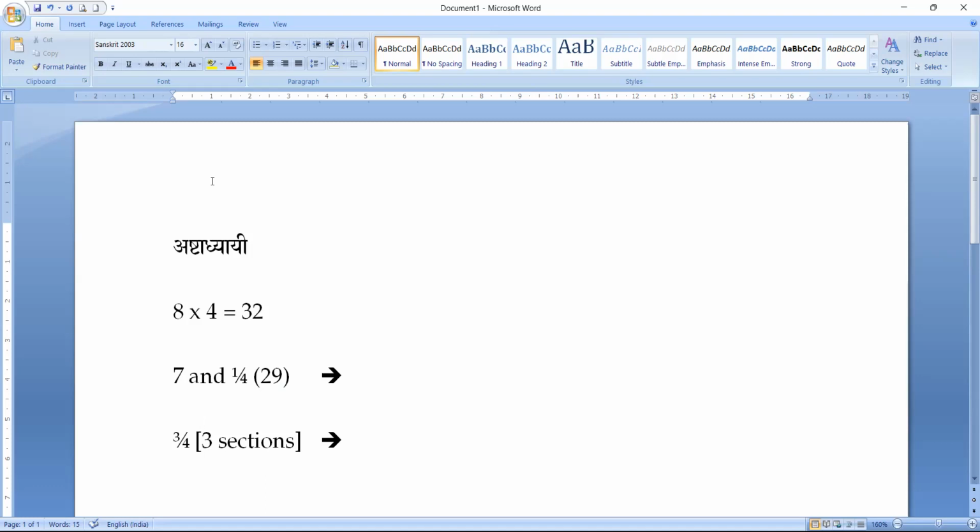Now, 7 and a quarter, what do you say in Samskritam? Sapada Saptadhyayi. Sapada means one quarter. So 7 chapters plus a quarter is Sapada Saptadhyayi. That's what we say: Sapada Saptavadane, Sapada Ashtavadane, Sapada Panchavadane for 5:15. We have seen this in Pravesha. Now the 3 sections, the second part. What are those sections called in Samskritam?